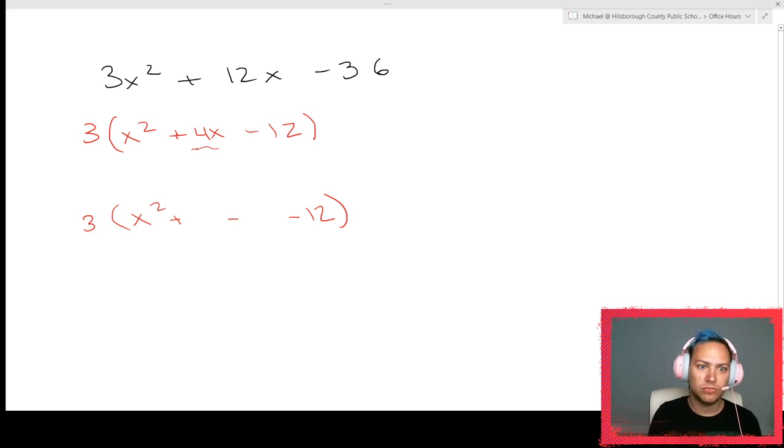Well, the numbers that come to mind are 6 and 2, where 6 is positive and 2 is negative. So I'm going to have 6x and negative 2x, right? 6 times negative 2 is negative 12, and 6x plus negative 2x is going to give me positive 4x, making sure that the 6 is positive because the 4 is positive here. It's going to be the stronger one. So then we can do something that we call factoring by grouping.